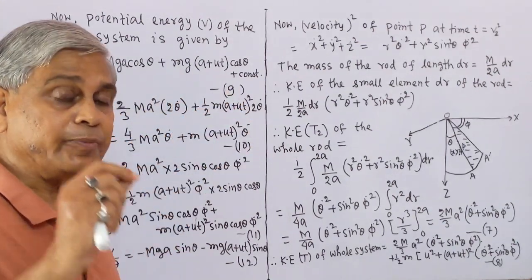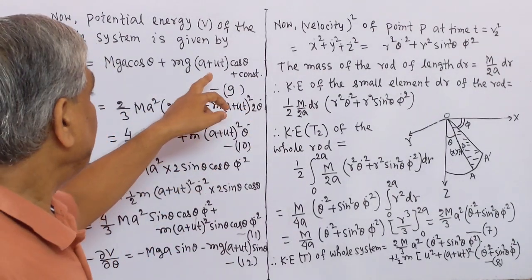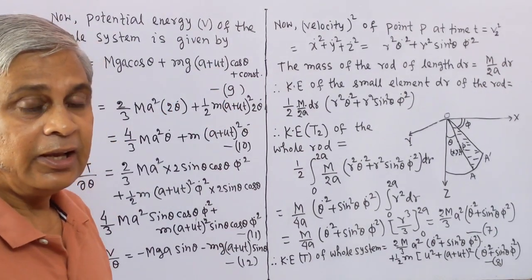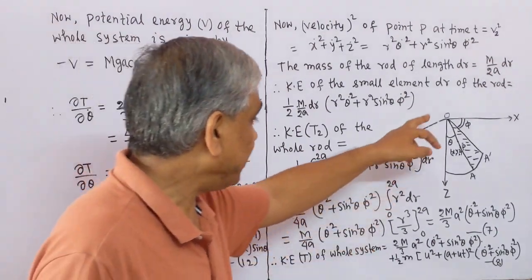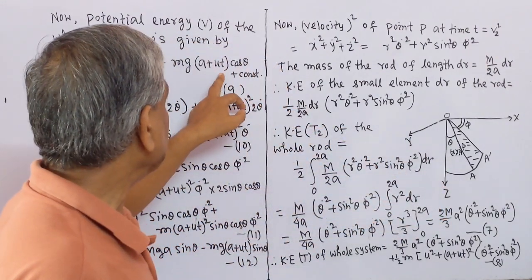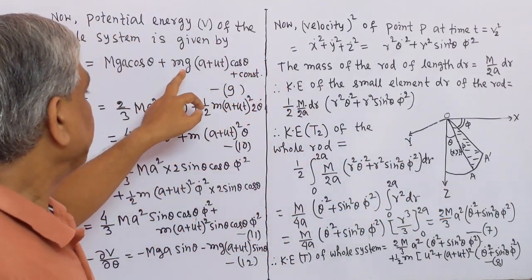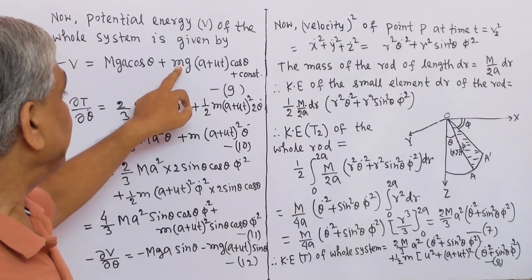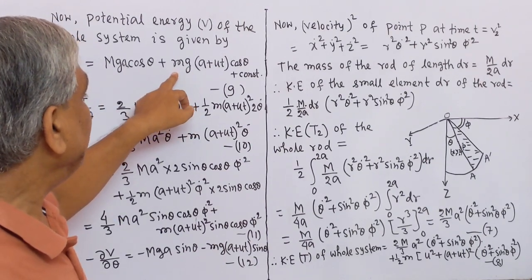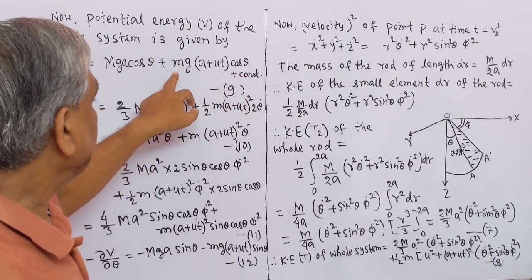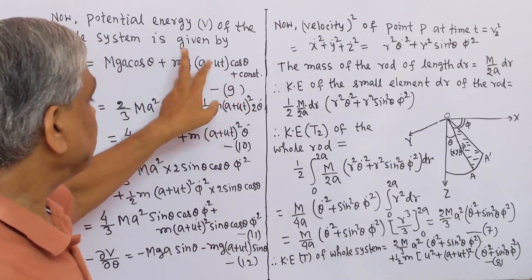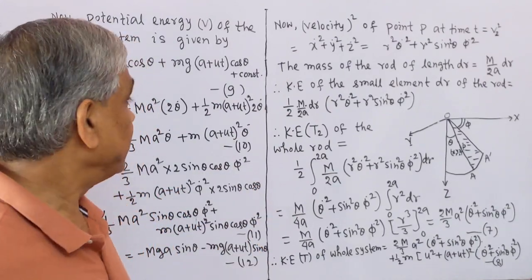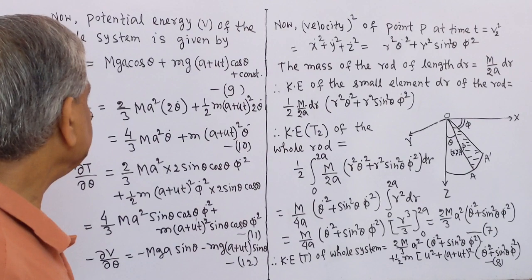the distance of the insect be a plus ut, and its projection along z-axis is (a plus ut) cos theta. Gravitational force acting on the insect will be mg multiplied by displacement. Force multiplied by displacement is the work done, and this work done is the reduction in potential energy, plus a constant.